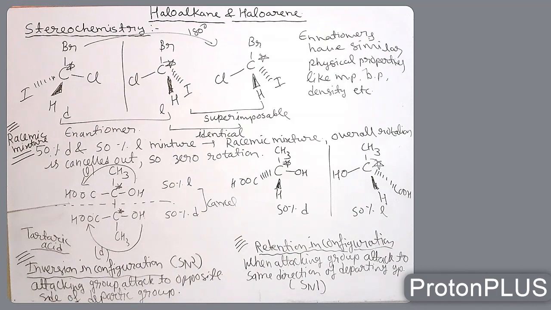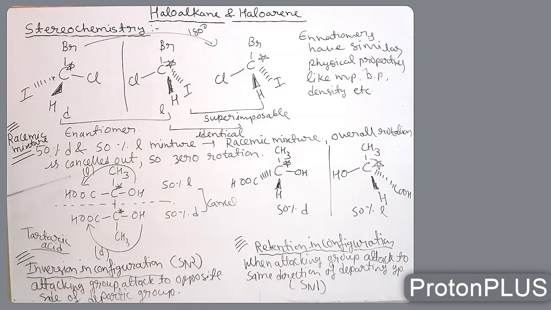We can compare this plane to a mirror, then we will get two mirror images. These are two mirror images. In the first structure, if the rotation from OH to COOH is anti-clockwise, 50% levo is there. And in the second case, from OH to COOH, the rotation is clockwise, that is dextrorotatory. So within one molecule, we are getting 50% dextro and 50% levo. So overall rotation is cancelled out.